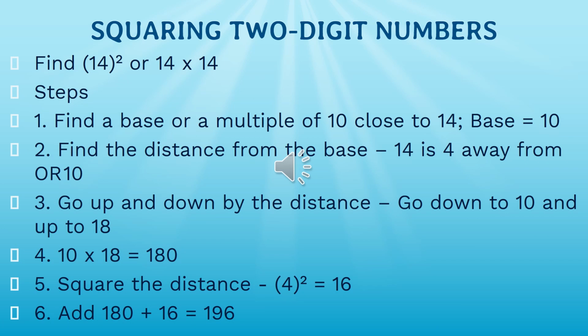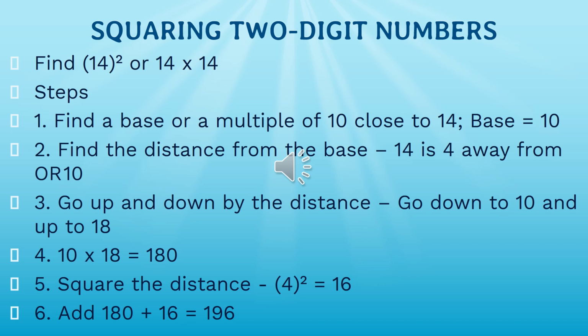To start with, let me lay down to you the steps. And to illustrate these steps, I have here an example. Let us find the square of 14, or 14 times 14. Step 1 is to find a base, or a multiple of 10, that our given number is close to. So here 14 is close to 10, so we choose 10 as our base. Next is to find the distance of 14 from the identified base. 14 is 4 away from 10.